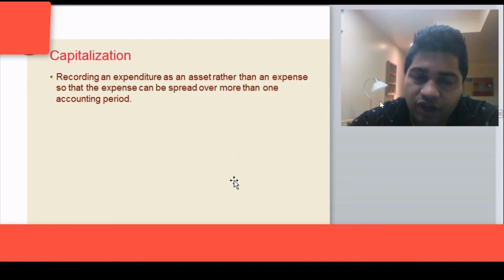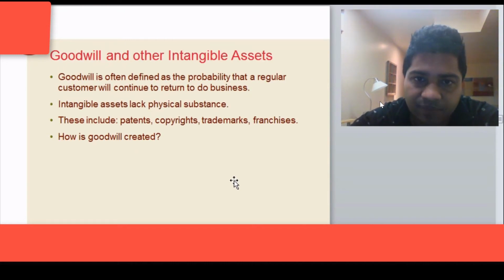Capitalization: it is recording an expenditure as an asset rather than an expense, so that the expense can be spread out more evenly over more than one accounting period.